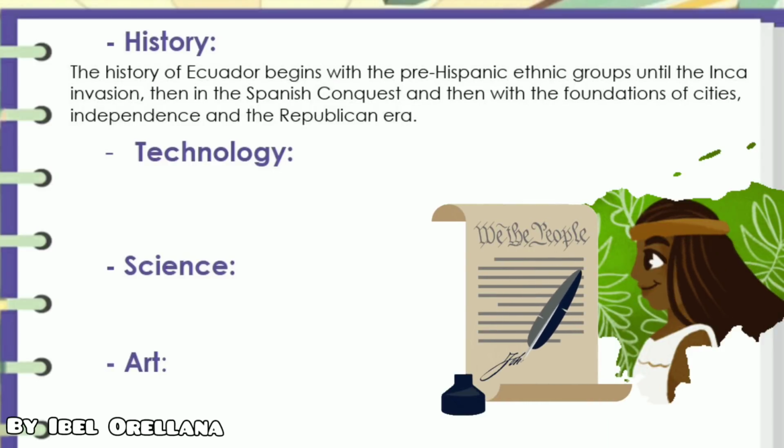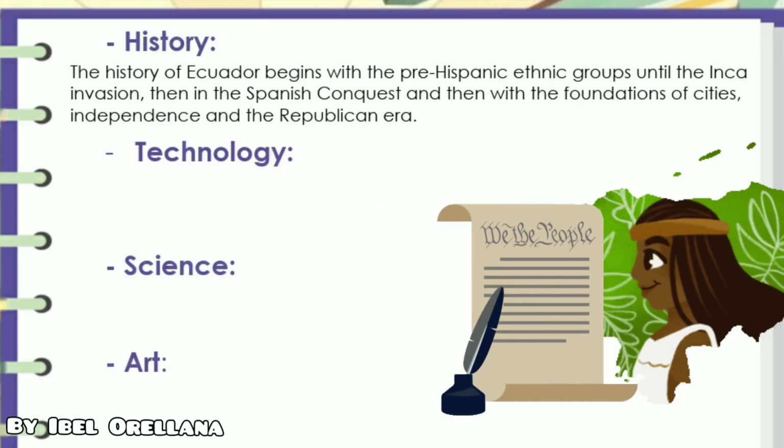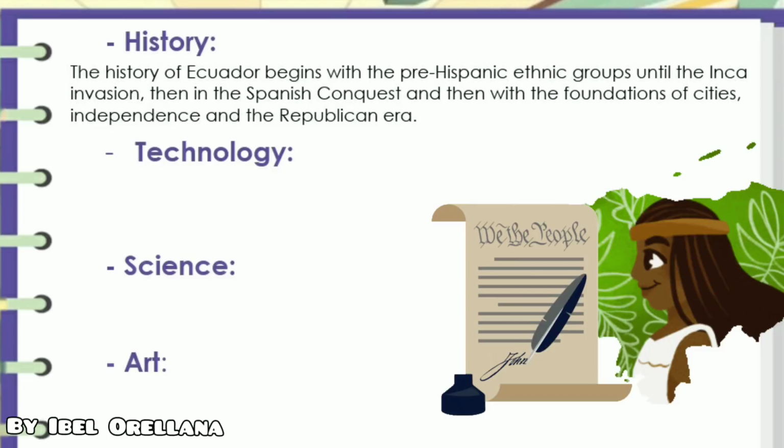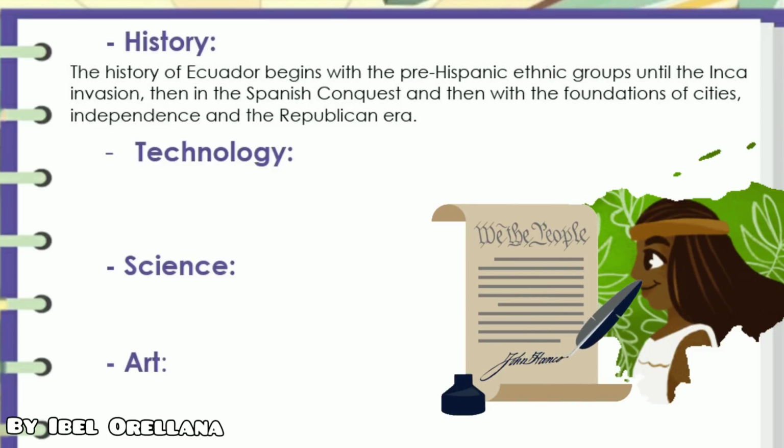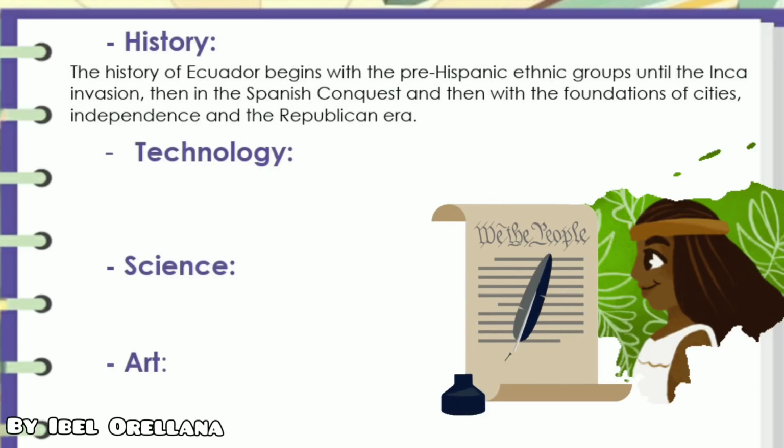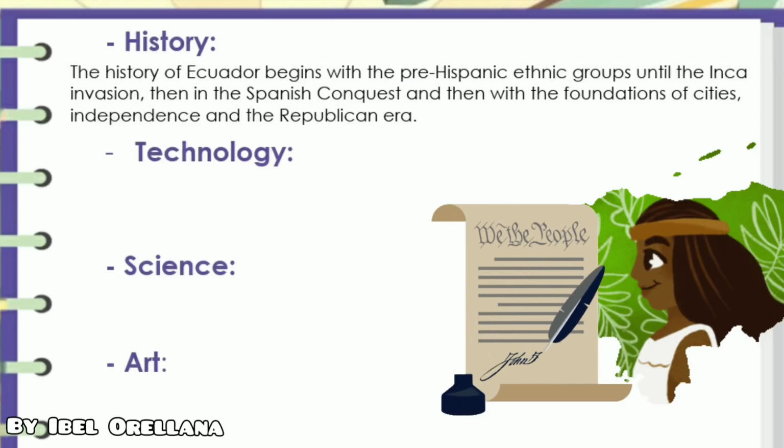History. The history of Ecuador begins with the pre-Hispanic ethnic groups until the Inca invasion. La historia del Ecuador comienza con los grupos étnicos prehispánicos hasta la invasión inca. Then in the Spanish conquest, and then with the foundation of cities, independence and the Republic era. Luego con la conquista española y con la fundación de ciudades, independencia y república.